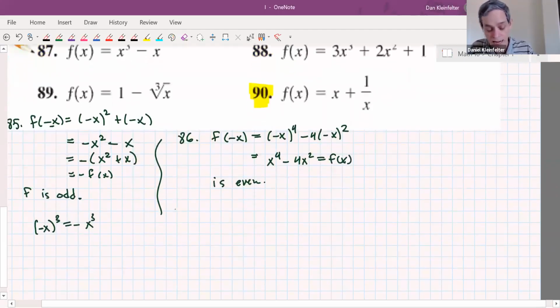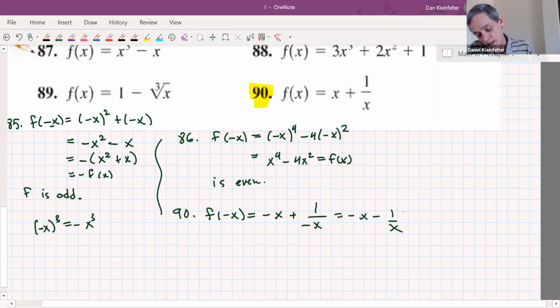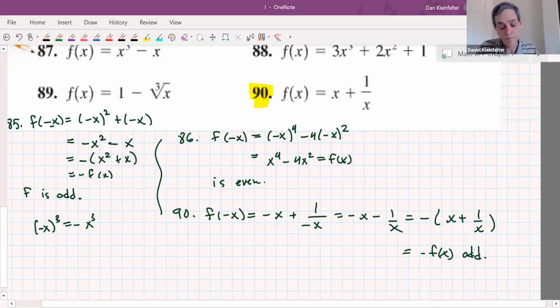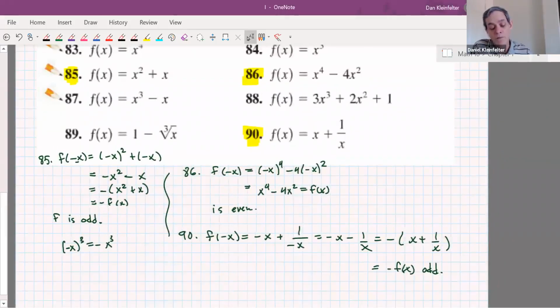Okay. Lastly, 90, f of minus x is minus x plus 1 over minus x. That's the same as minus x minus 1 over x, which is minus x plus 1 over x. So this looks again like minus f of x. So it is odd. If we found that neither of those conditions would be true, then it would end up just being neither.